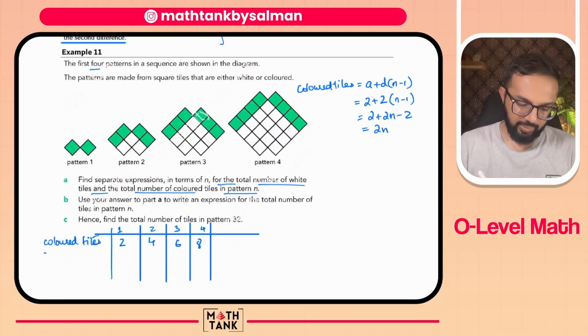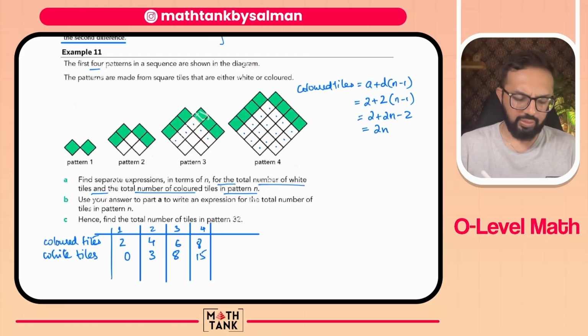Let's talk about the white tiles. There were 0 white tiles in the first one. 0. That's 3 in the second one. And 4, 5, 6, 7, 8, so 8 in the third one. And 1, 2, 3, 4, 5, 6, 7, 8, 9, 10, 11, 12, 13, 14, 15.